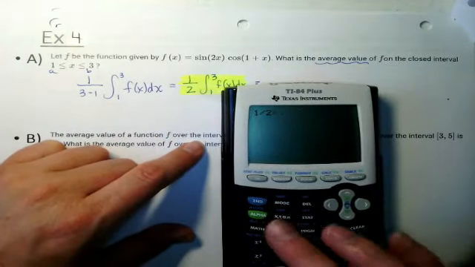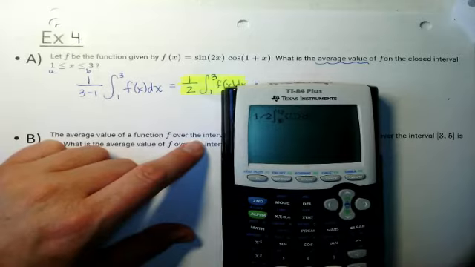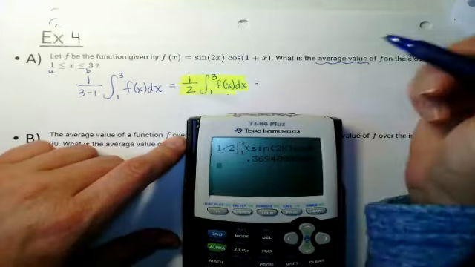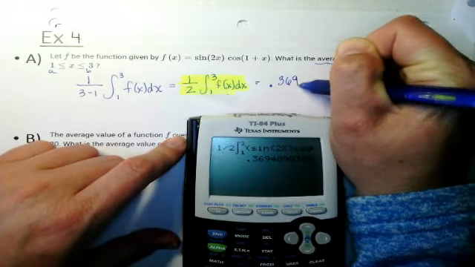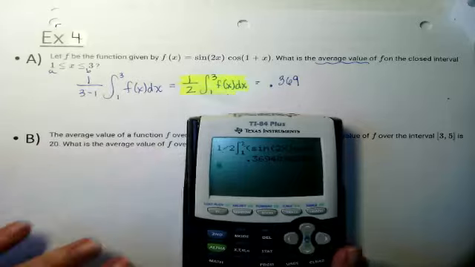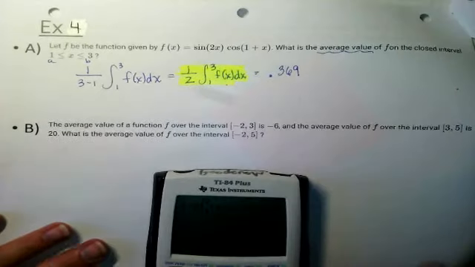So we have 1/2 times the integral from 1 to 3 of sine of 2x cosine of 1 plus x dx. And I get 0.369 approximately.